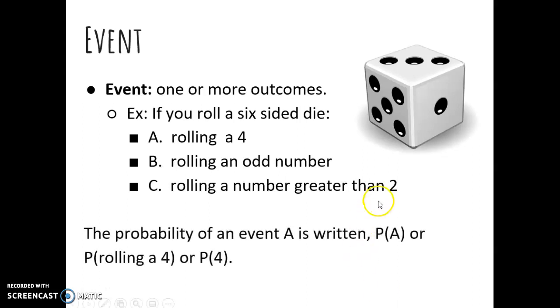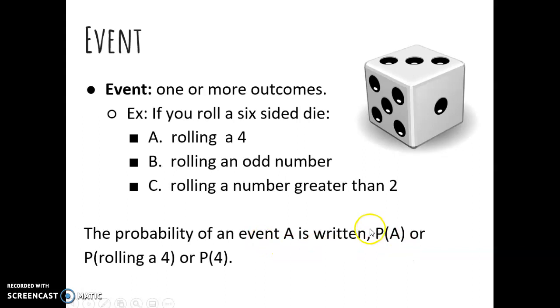The way you could write part A, rolling a 4, to find the probability, you could write P parentheses A. That stands for the probability of event A. Another way you could do it is write P and in parentheses write rolling a 4, probability of rolling a 4, or you could write P parentheses 4.